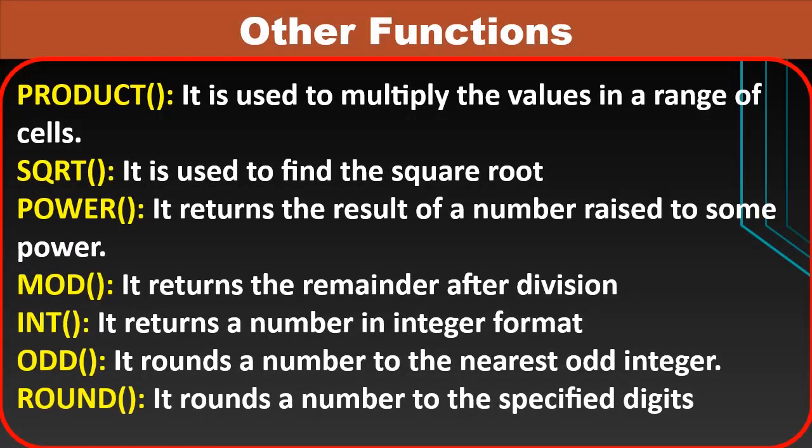Next, some other functions. The PRODUCT function is used to multiply the values in a range of cells. Then the SQRT function is used to find the square root of a given number. Next, the POWER function is used to return the result of a number raised to some power. Then the MOD function is used to return the remainder after division. Then the INT function rounds a number down to the nearest integer. Then the ODD function rounds a number to the nearest odd integer. Then the ROUND function is used to round a number to the specified digits.